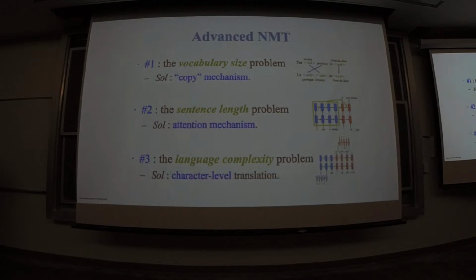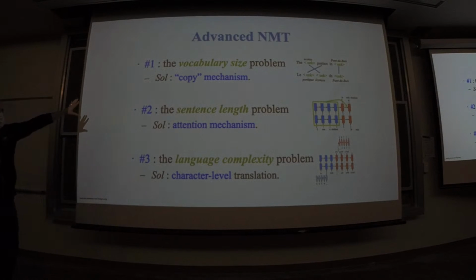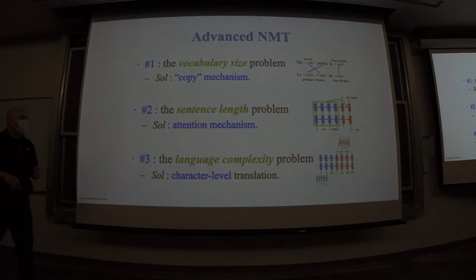As we get started, we'll just say what the basic solution is for each one of these, and we'll talk about each one. The solution to the first is what's known as the copy mechanism. We'll talk about that first. The sentence length is interesting. This is where we get the notion of attention introduced, which then becomes the important idea for transformers.